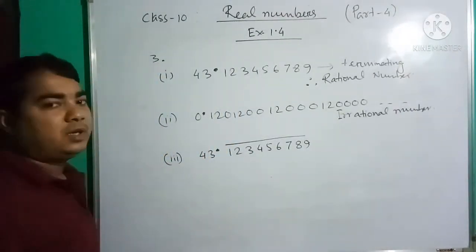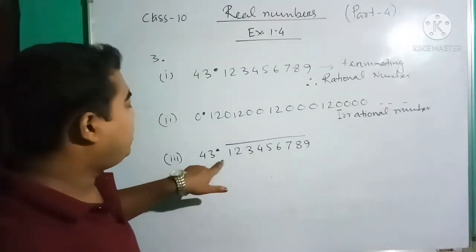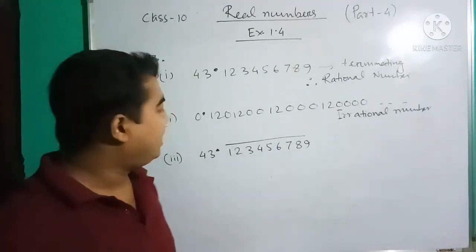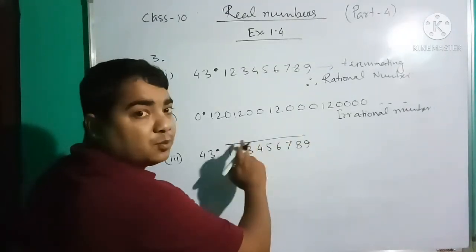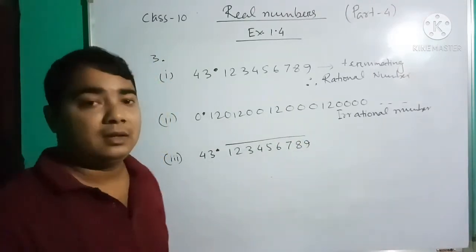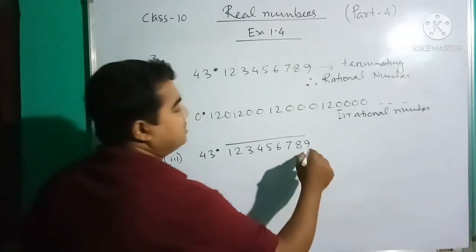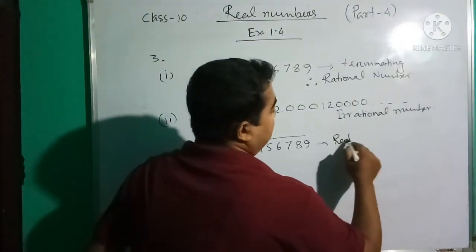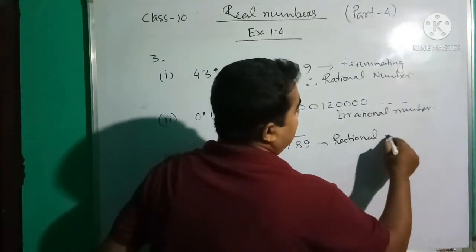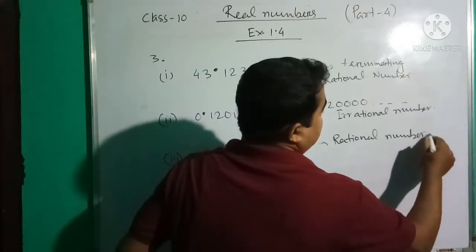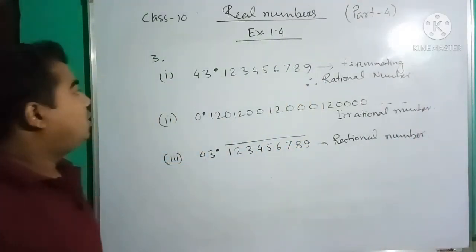Now, about question number 3. See, 43.123456789 with a bar on it. That means repeating. Okay, it is non-terminating but repeating. Therefore, it is a rational number.